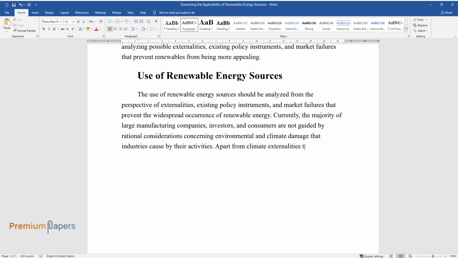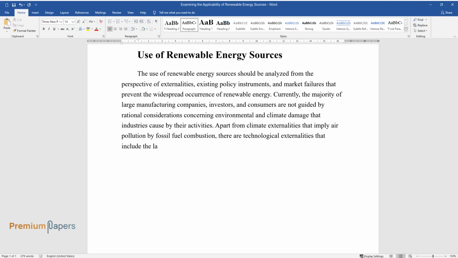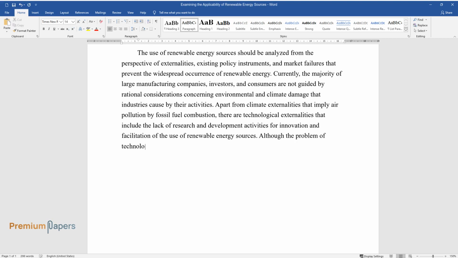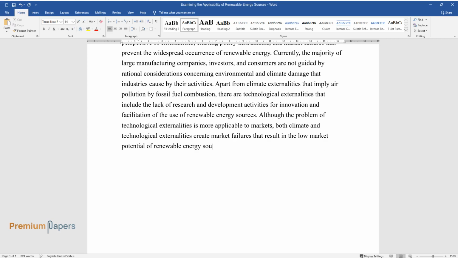Apart from climate externalities that imply air pollution by fossil fuel combustion, there are technological externalities that include the lack of research and development activities for innovation and facilitation of the use of renewable energy sources. Although the problem of technological externalities is more applicable to markets, both climate and technological externalities create market failures that result in the low market potential of renewable energy sources.